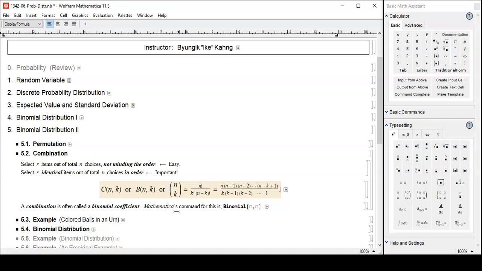What is it for? Selecting r items out of total n choices, not minding the order. So instead of selecting 4 people out of 10 and then giving first, second, third, and fourth award, it's just a committee of 4 people. So what's the difference? Well, after getting the permutation, everything is in order. I have to undo the ordering of those 4 people, so I have to divide by 4 factorial again.